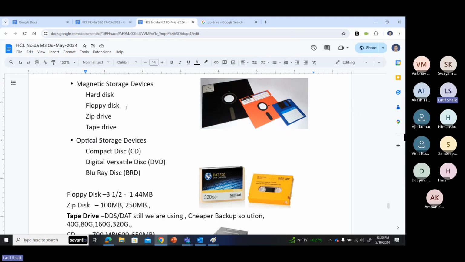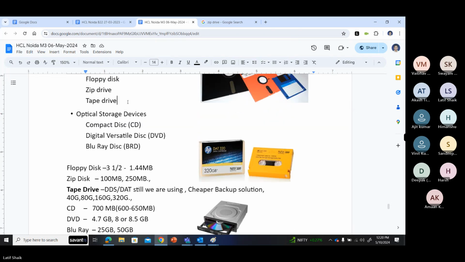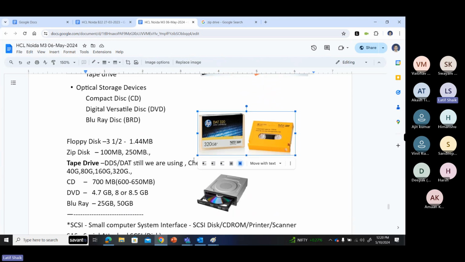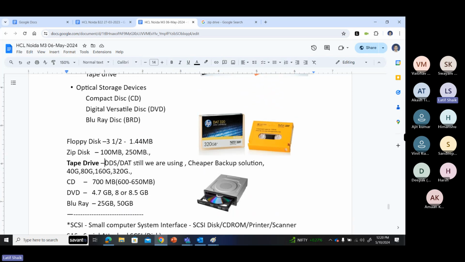Hard disk I will tell separately. Okay. Next is the tape drives. This is the tape drive, guys. These tape drives come in different sizes. Also digital audio tapes, digital data storage. These are the names of these tape drives.